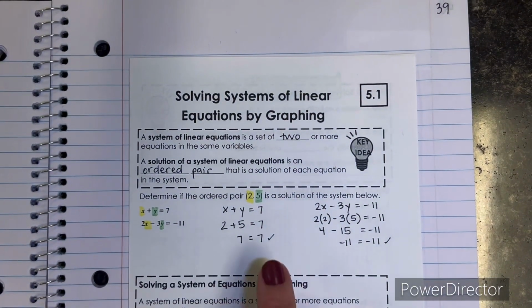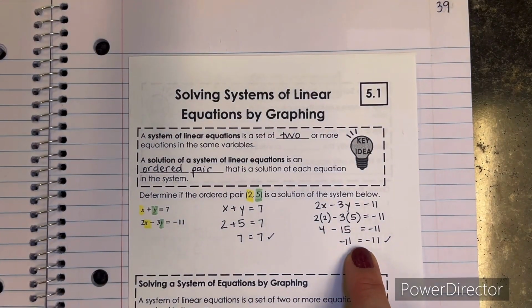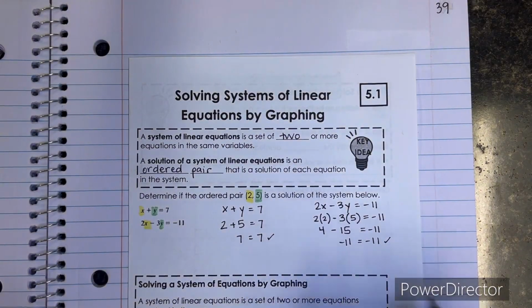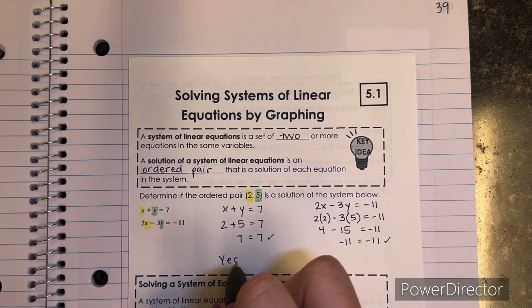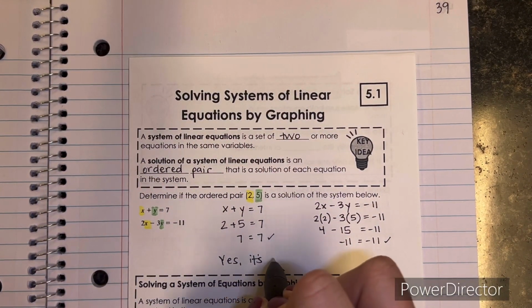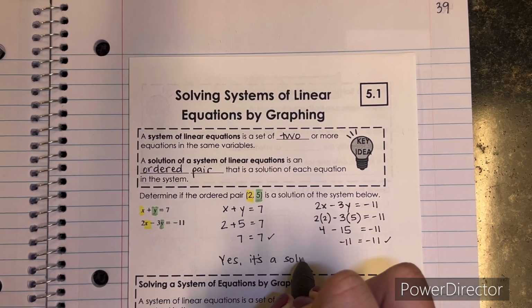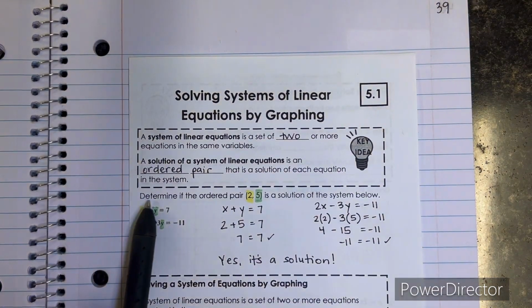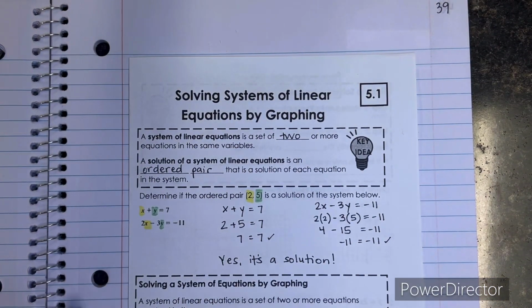So again, because it worked for both equations, that means it is a solution to the system. So let's write yes, it's a solution. Because our question up here said, determine if the ordered pair is a solution. We plugged it in, found out it worked for both equations, so that means yes, it is.